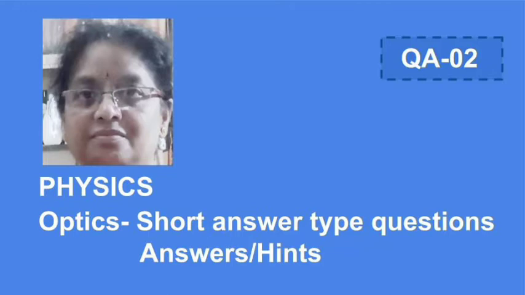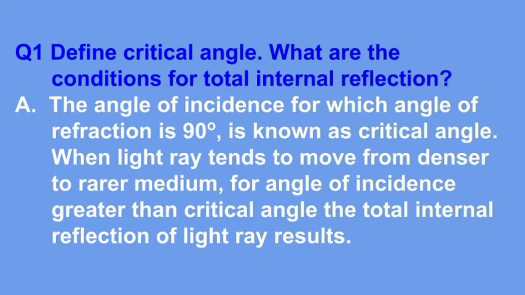Let us now begin with question number 1. Define critical angle. What are conditions for total internal reflection? Answer: the angle of incidence for which angle of refraction is 90 degrees is known as critical angle. When a light ray moves from denser to rarer medium, for angle of incidence greater than critical angle, total internal reflection of the light ray results.